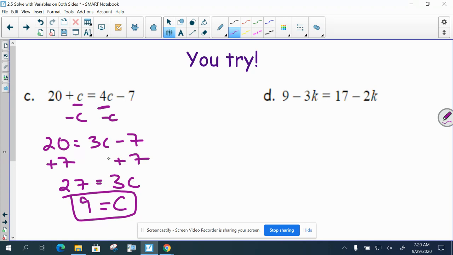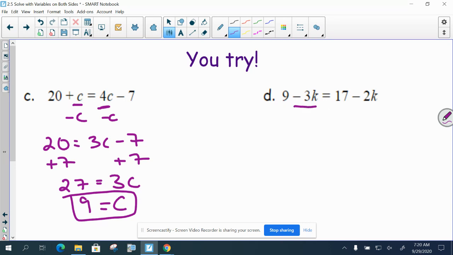Okay, just be careful if you have negative signs, like if the 3c was negative, then you'd have to divide by a negative. But the way we do it this way, by moving the smaller one over, then your variable shouldn't end up being negative. If we were to move the 4c, then the variable would end up being negative. Anyways, okay, so let's look at part D.